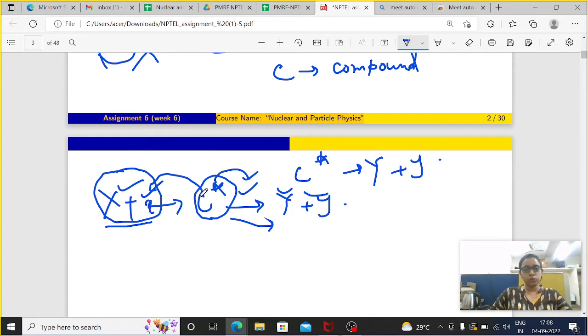So I will prove that the independence hypothesis is indeed an experimentally verified thing. It was experimentally verified by S.N. Ghoshal, so that's why it is known as the Ghoshal experiment. But before going to the Ghoshal experiment, I will tell about something, let's say the Breit-Wigner formula.